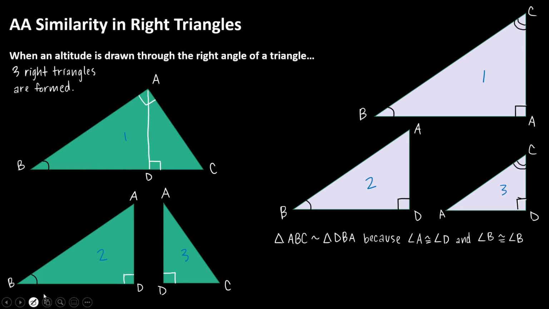I also know that triangles 1 and 3 are similar.